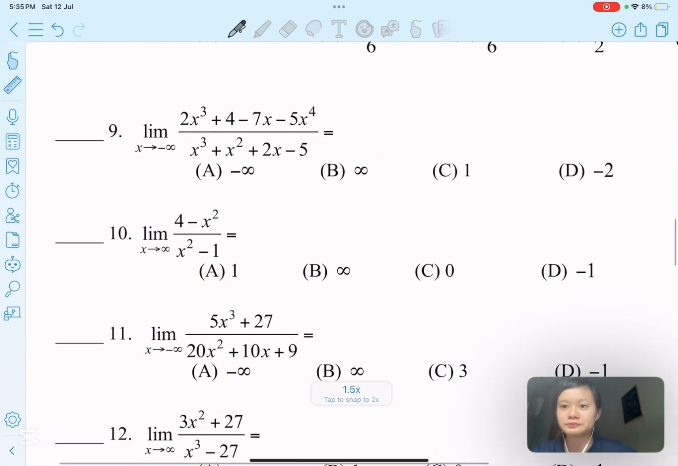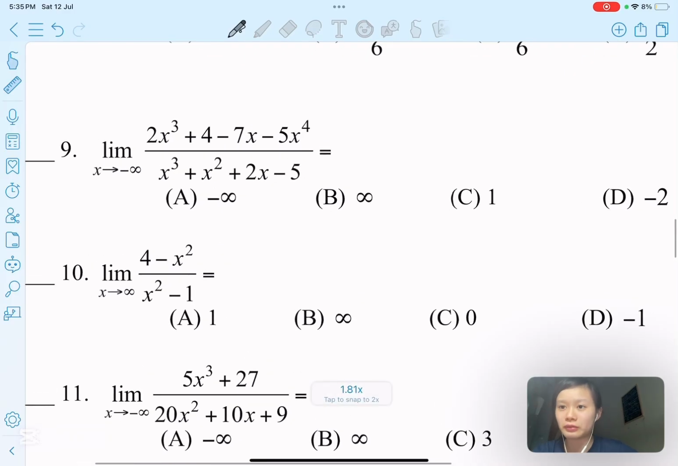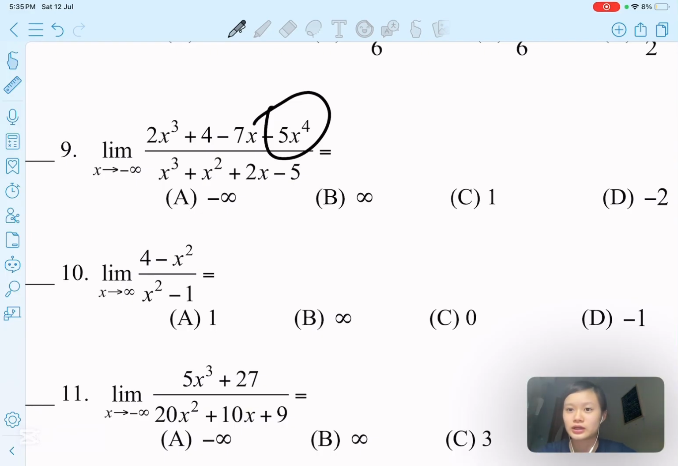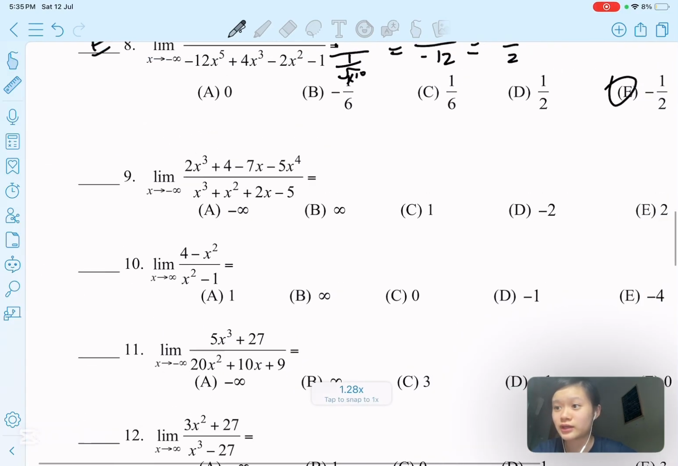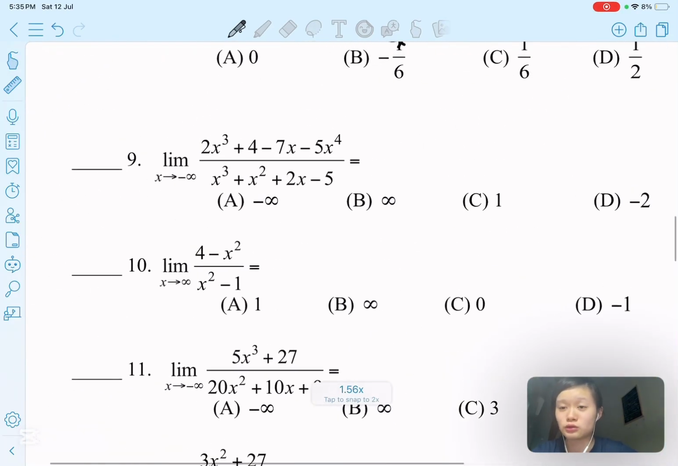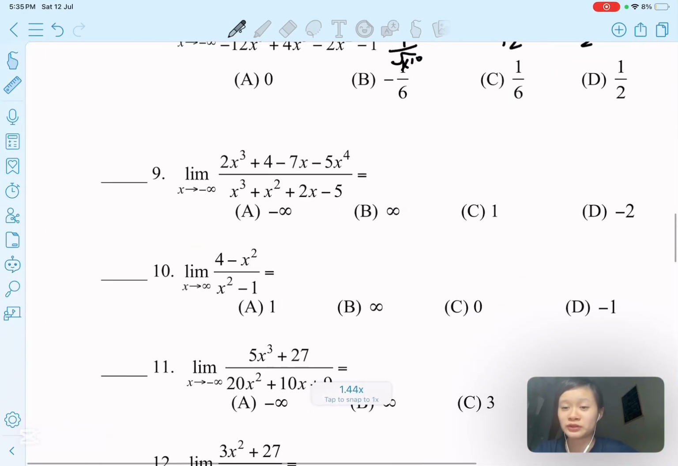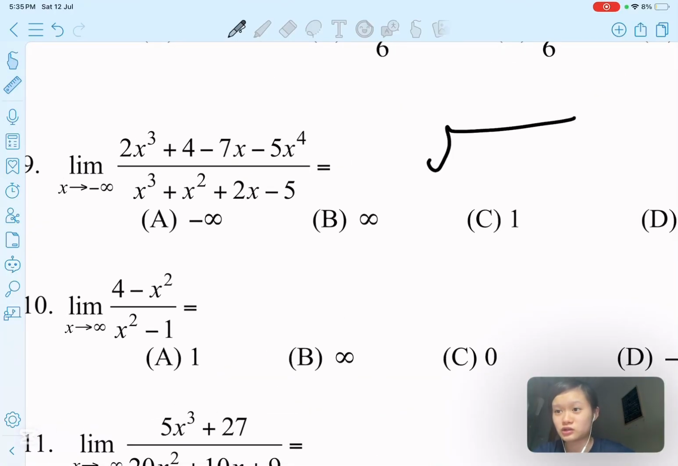Okay, number 9. So for these, remember, look at the term with the biggest exponent. And here, you have not the same exponents. Top is greater than bottom, which means that you have an oblique asymptote. I don't like those. I hate those a lot. So what you have to do is long division, or you can do synthetic division, but I'm not going to do that. So let's do that quickly.